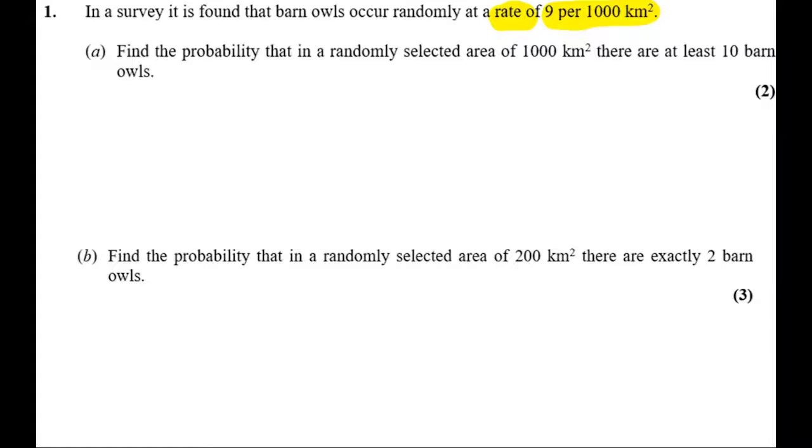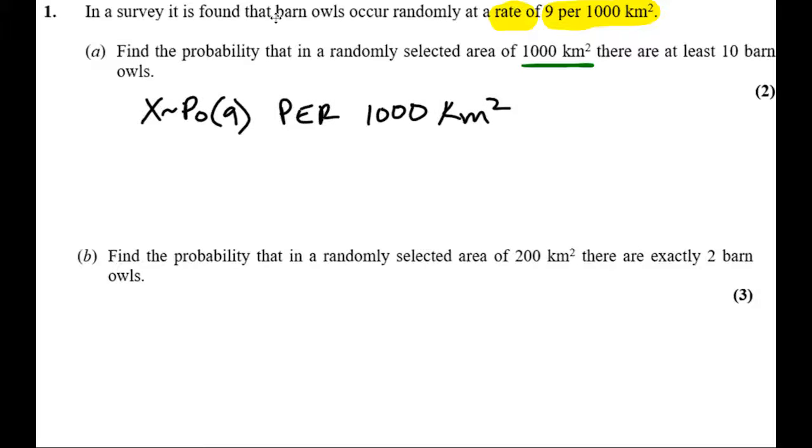Part A, find the probability that in a randomly selected area of 1,000 kilometers squared, there are at least 10 barn owls. Firstly, I want to check whether this area matches up with the area that we had originally. 1,000 kilometers squared, there's at least 10 barn owls. Okay, so using the Poisson distribution, firstly, X is going to follow a Poisson where the lambda value is 9, and this is per 1,000 kilometers squared.